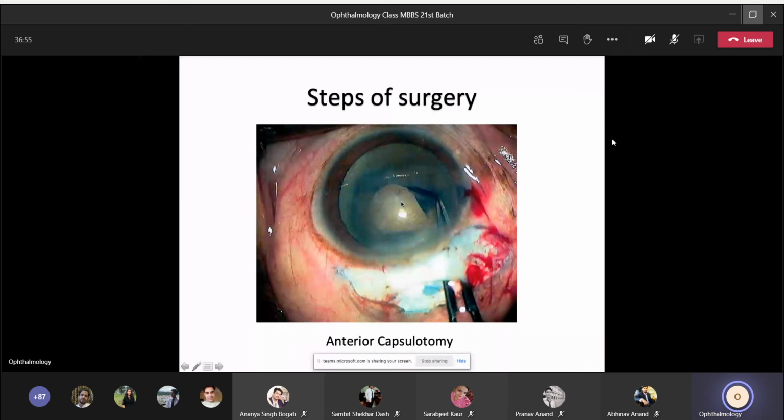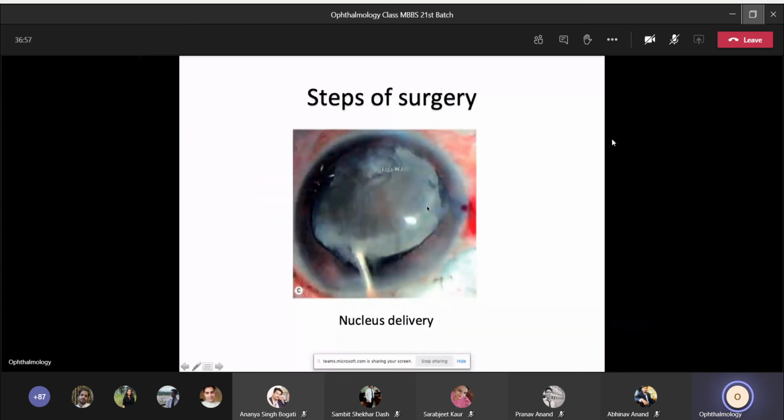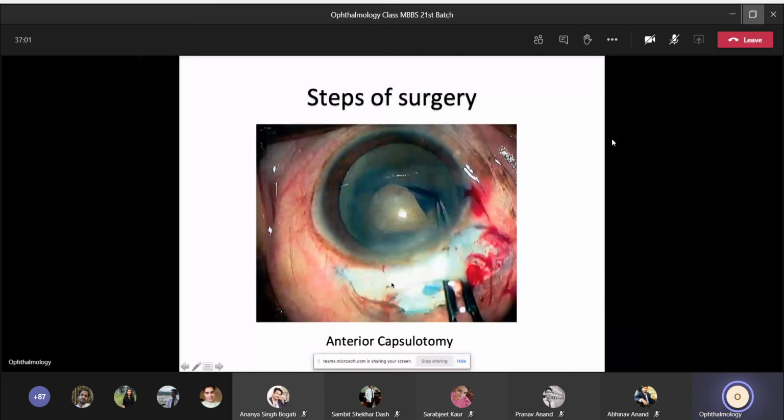Now, after that, we have to do hydrodissection. Now we have to inject the water or the balanced saline solution in between the capsule and the cortical material so that it is separated. The nucleus is separated from the capsule.